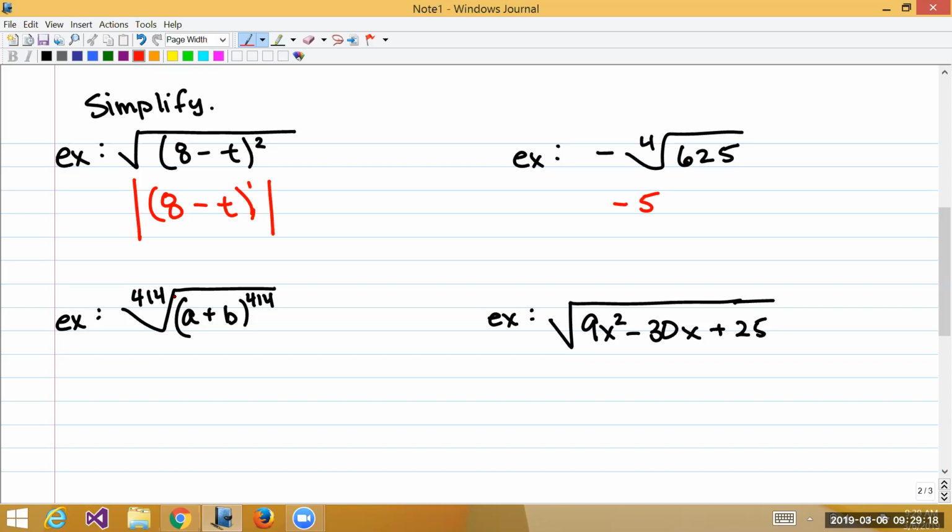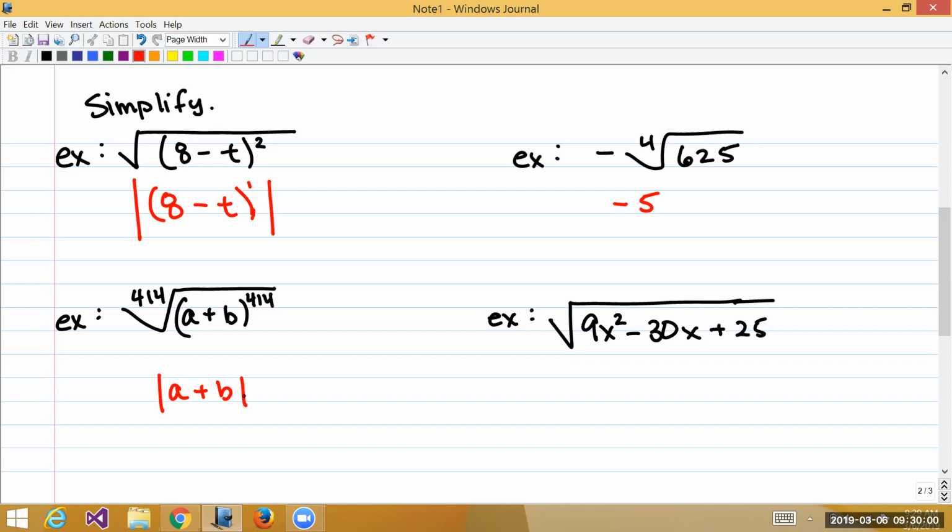Here, remember this number here is very, very important. This is the index. This tells us how many per group we are looking for. So in this case, if I have 414 factors of the entire factor of a plus b, how many groups of 414 can I pull out? Simply 1, right? A plus b. But now, this was an even root, so if you look at the sign in front, there's nothing here. We're looking for a positive answer, but a plus b could be negative, so therefore we will have to put absolute value bars.